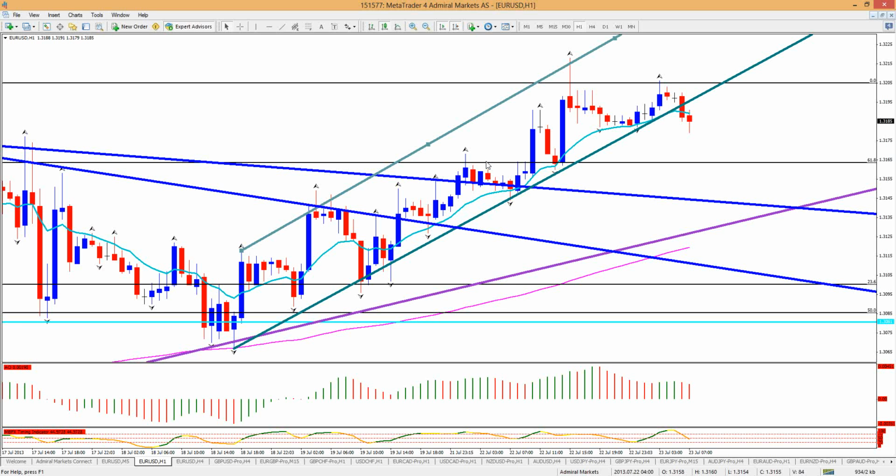What do you think of this euro dollar? What are you looking at? Just get some feedback here quickly.